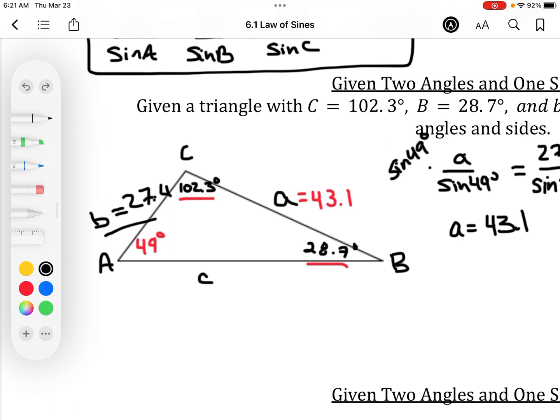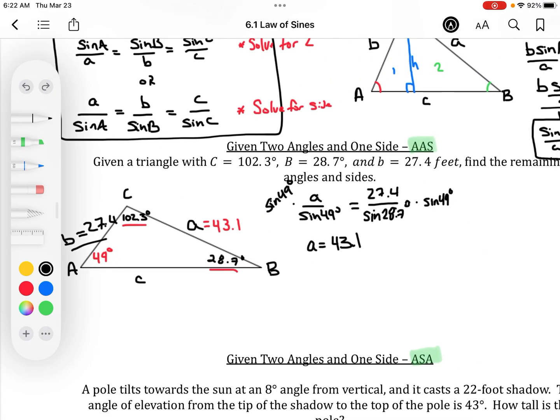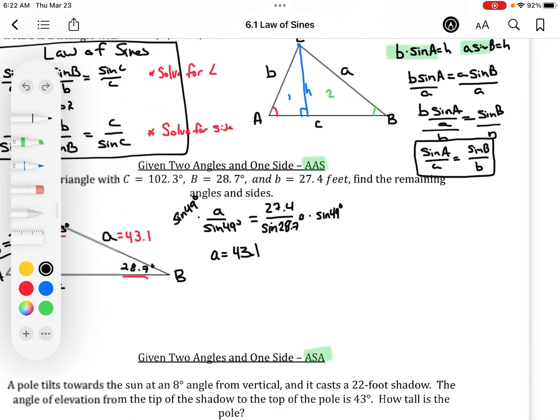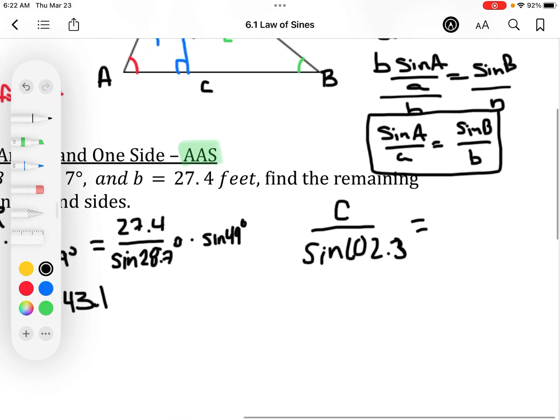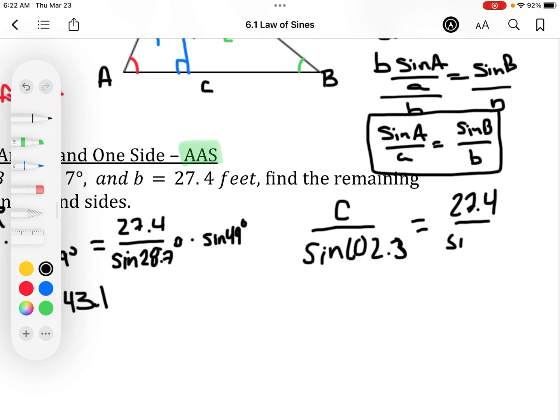So all that given is in black, and we were given angle B and side length B. We were also given side length C, or angle C. So as we go through there, then we can find C by taking C is to the sine of 102.3 as, and it's just going to be the same as what we wrote over here. 27.4 is to the sine of 28.7.